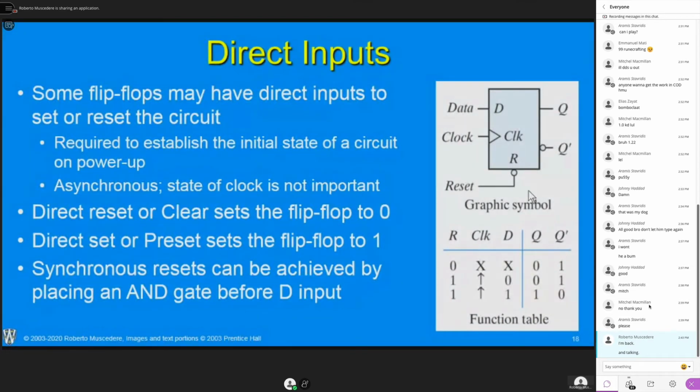It's also possible to have synchronous resets. Basically, a synchronous reset means no matter what data is, it'll be set to 0 when the clock switches, and that can be achieved just by putting an AND gate here where one of the inputs is the reset line. So when reset is asserted, the data would always be 0 when it goes through, for example. Again, depending on what you set your inputs to be, if they're bubbled or not.